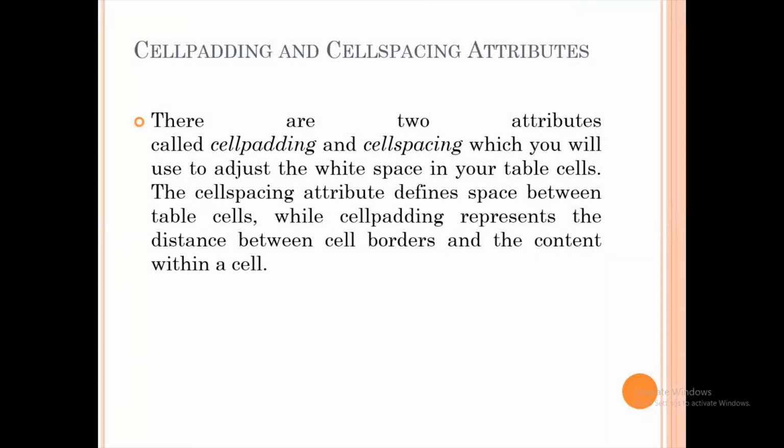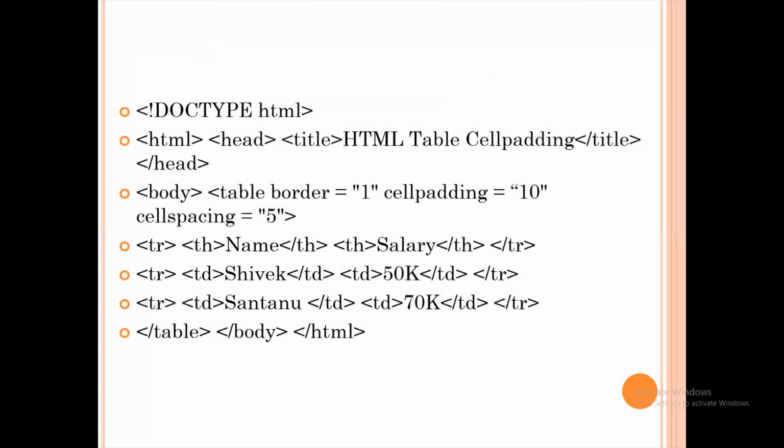Cell padding means the distance between the boundary of the cell and the text provided in the particular cell, and cell spacing is the space between the two adjacent cells. We will take an example and see what is the difference between these two. This is the code to show the functioning of this. We will implement this in the practical session.